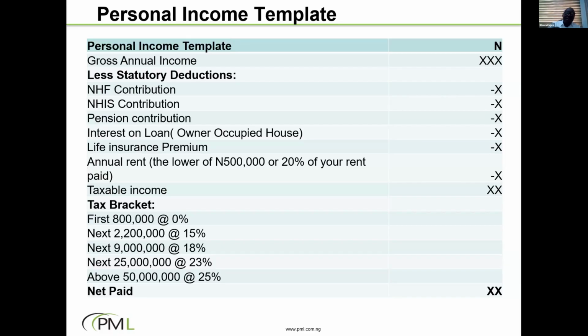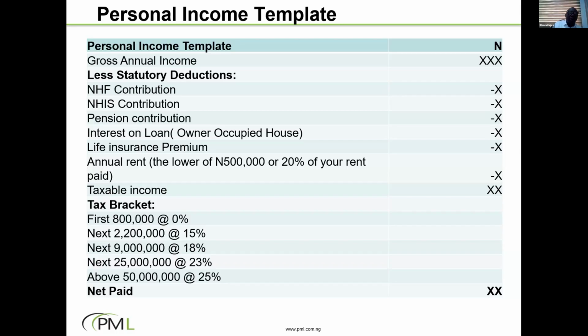And whatever is this taxable income is now subject to tax using the tables below. The first 800,000 of that taxable income will attract 0%, no tax on it. The next 2.2 million will attract 15%. The next 9 million will attract 18%. The next 25 million will attract 23%. And anything above 50 million will attract 25%.